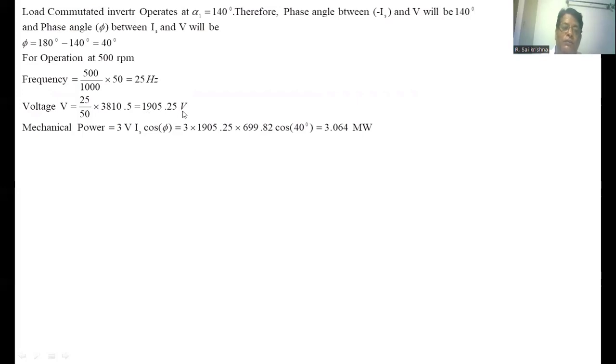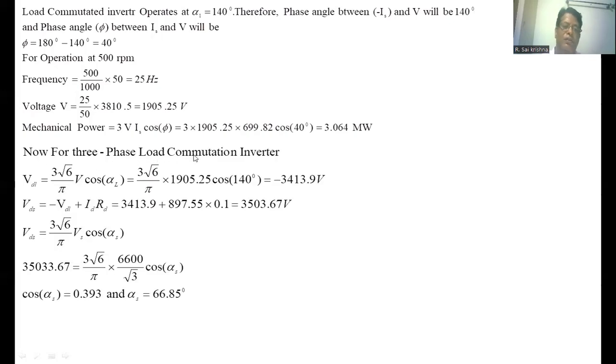That is 1905.25 volts. Now the mechanical power developed equals 3 Vs Is cos phi. Here, 1905.25 volts into 699.82, the same amount of current will be taken by the motor even at 500 rpm, into cos of 40 degrees. So finally you get 3.064 megawatts.